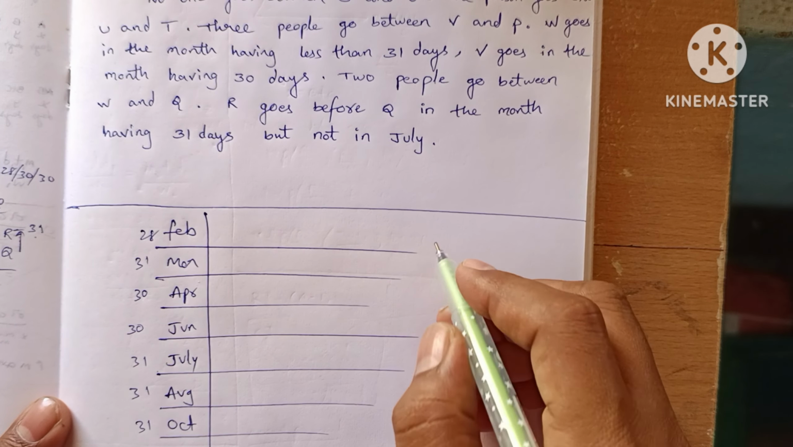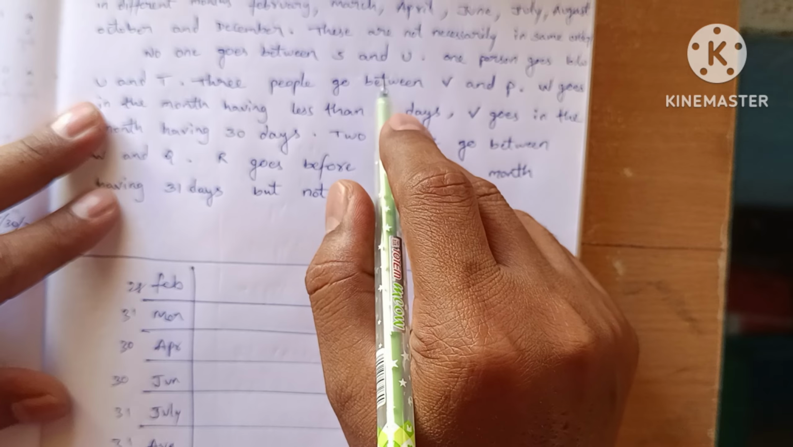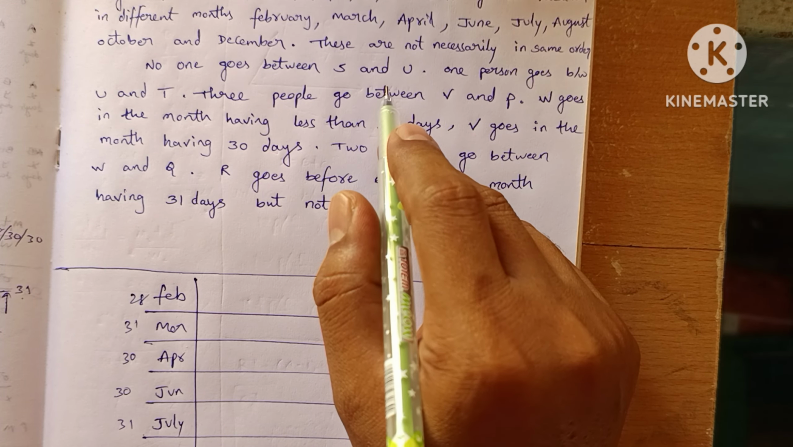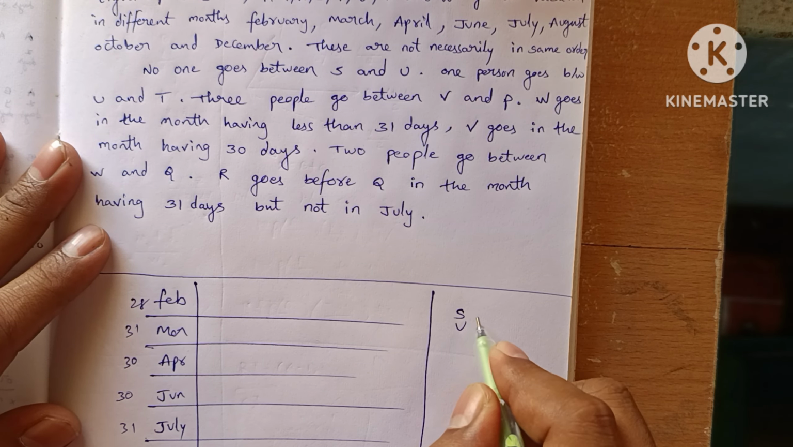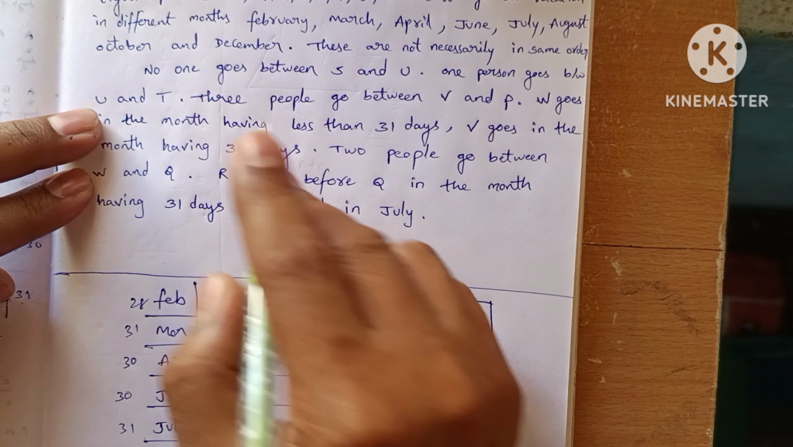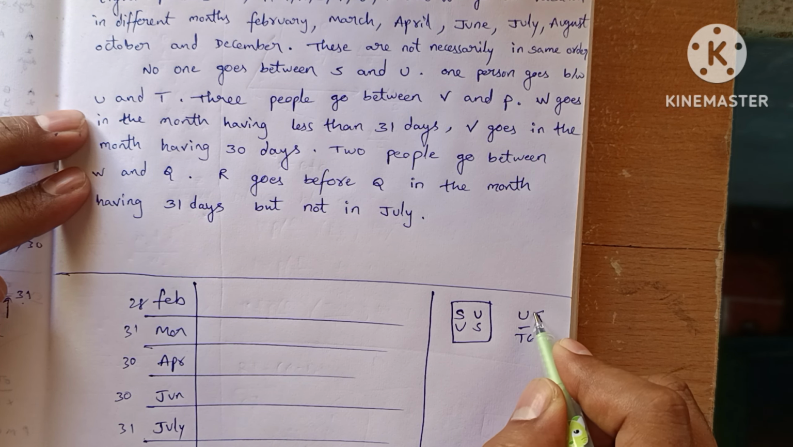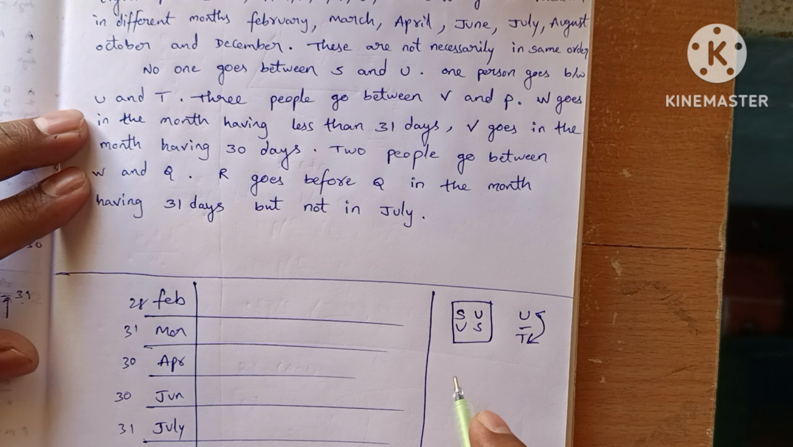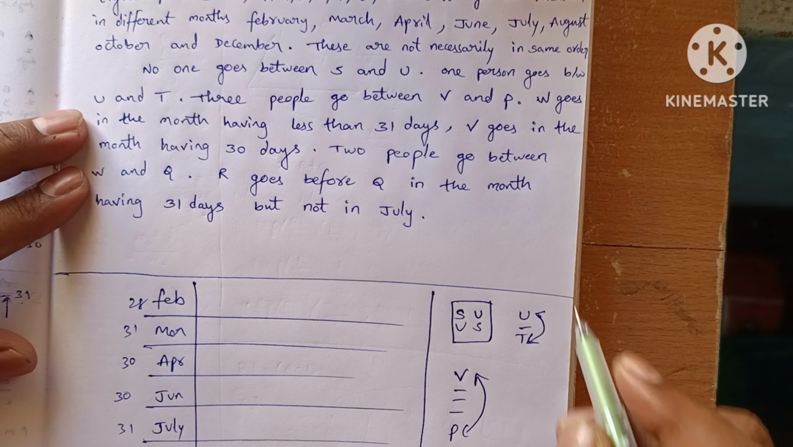Let's note the rough statements on the side. No one goes between S and U, which means S and U are adjacent to each other. One person goes between U and T. Three people go between V and P.